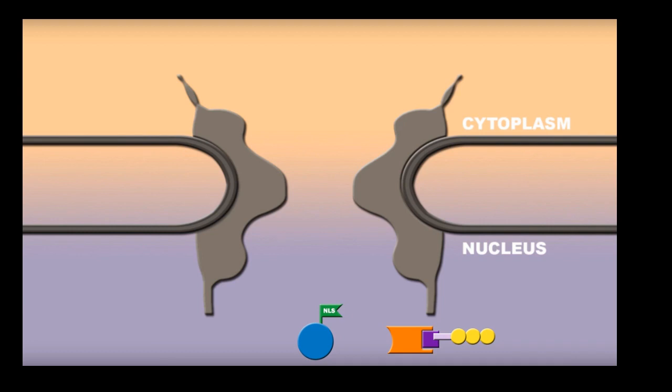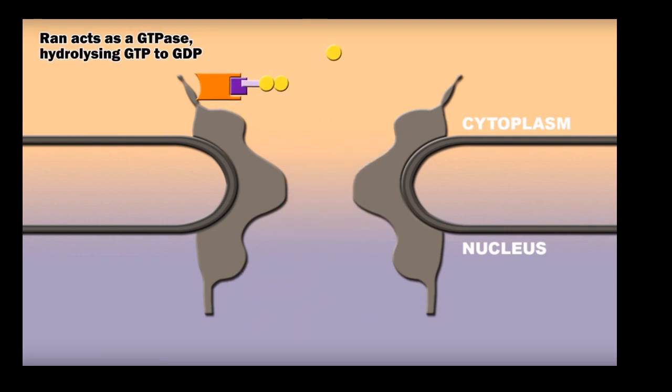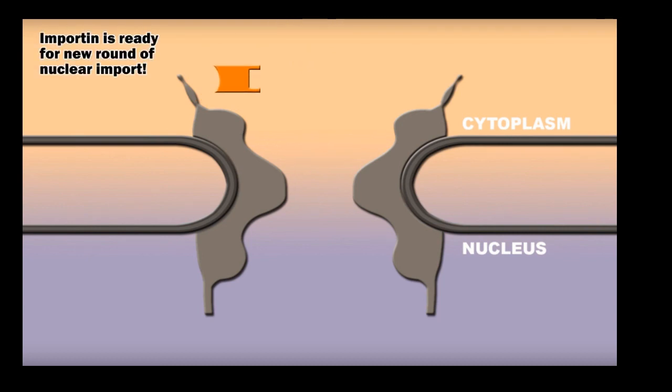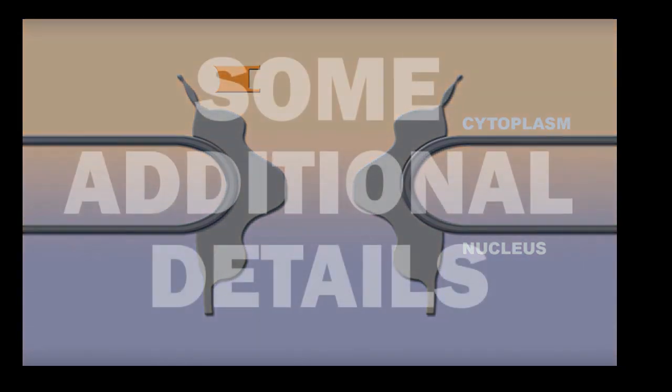After this exchange, the importin bound to RAN-GTP is transported back into the cytoplasm. RAN-GTP is hydrolyzed to RAN-GDP and inorganic phosphate, and dissociates from the importin. The importin can now be reused to transfer the next cargo. For simplicity's sake, I omitted a few details in the previous explanation. There are a few more players involved in nuclear import and also export.